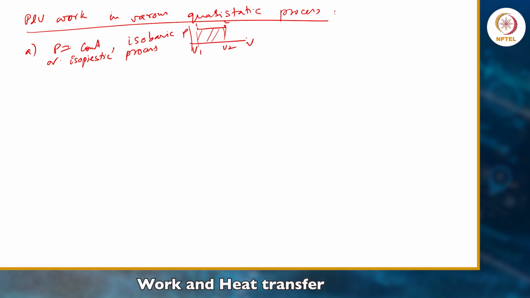V1, V2, V. Okay, so W12 from 1 to 2 is the integral from V1 to V2 of P dV, which equals P into (V2 minus V1), because pressure is not changing. Another condition is constant volume, or isochoric.